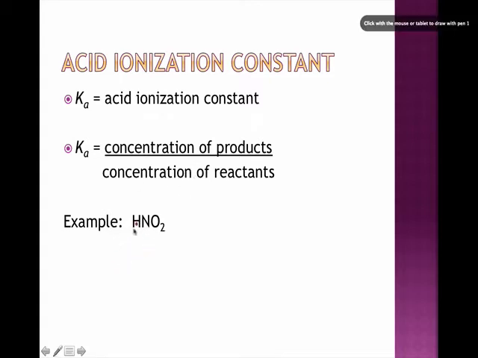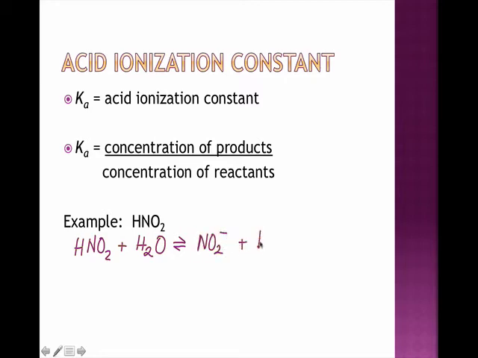So Ka, the acid ionization constant, is the concentration of the products over the concentration of the reactants. What you want to do, and here's an example, is you want to write the acid or the base with water. So you want to write the ionization equation first. You want to show yourself this is what it's going to do with water. It makes writing this constant a whole lot easier. So I have my nitrous acid and I put it with water. Because it's an acid, it's going to give a hydrogen. So I'm going to be left with the nitrite ion, and we're going to form hydronium.